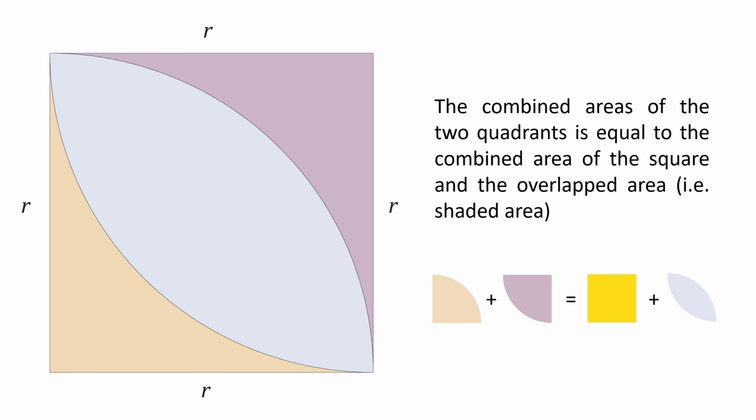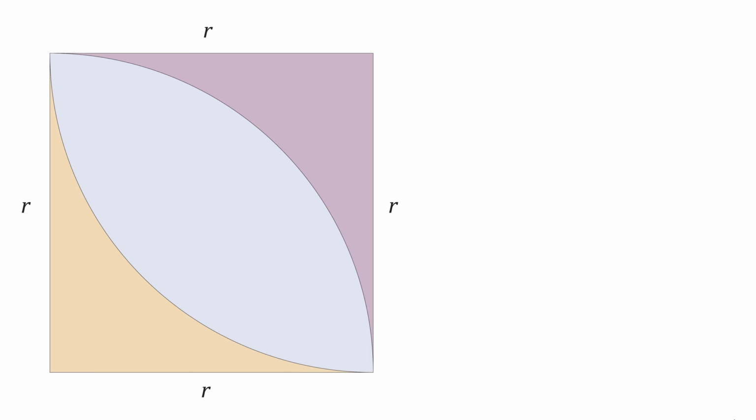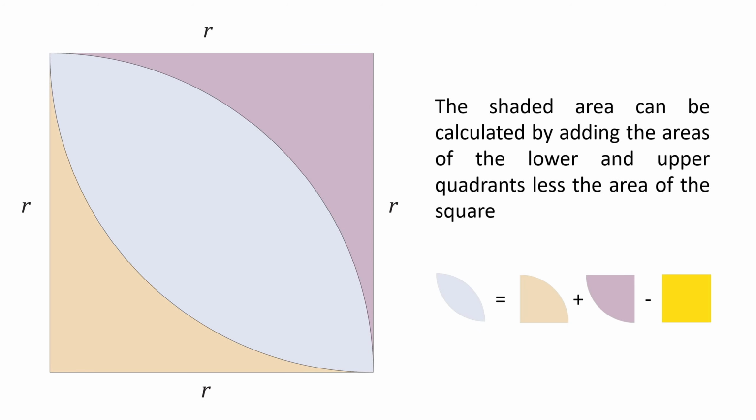The combined areas of the two quadrants is equal to the combined area of the square and the overlapped area. The shaded area can be calculated by adding the areas of the lower and upper quadrants less the area of the square.